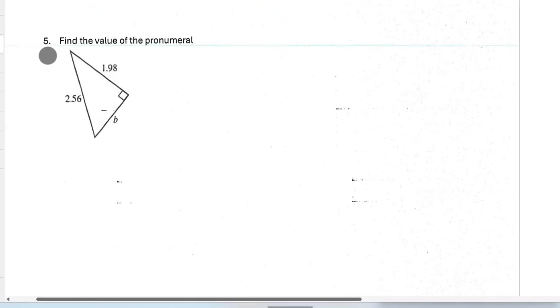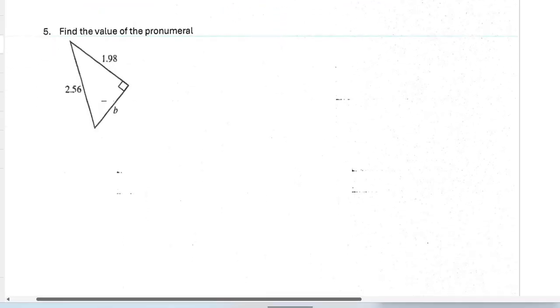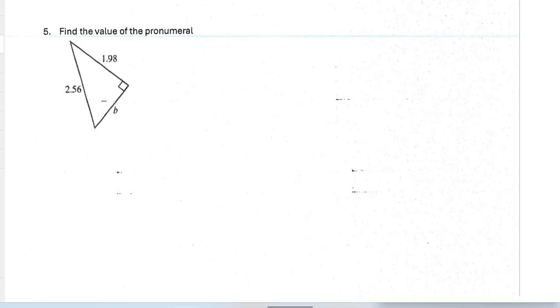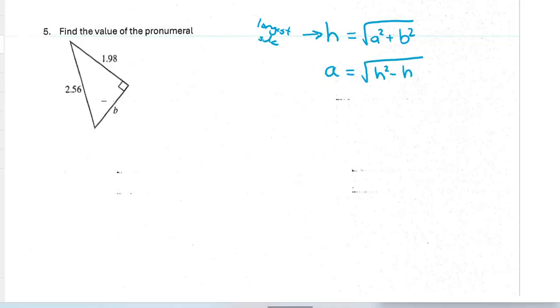Question 5. Another part of this topic is Pythagoras' theorem. There are two formulas for Pythagoras' theorem. The first one is h equals the square root of a squared plus b squared, which you use if you're trying to find the hypotenuse, which is the longest side. Or the second formula is a equals the square root of h squared minus b squared, where a is one of the shorter sides.